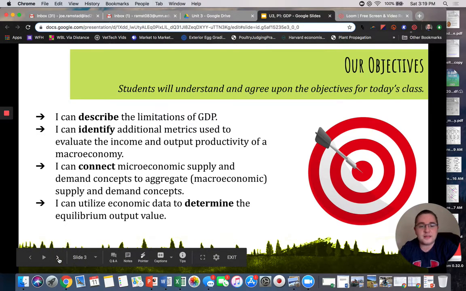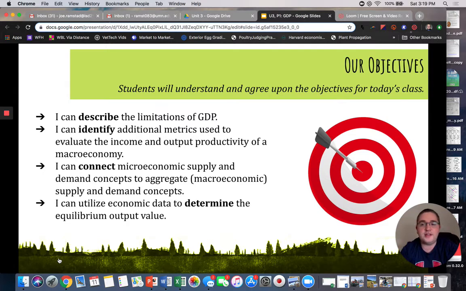I can describe the limitations of GDP. I can identify additional metrics used to evaluate the income and output productivity of a macroeconomy. I can connect microeconomic supply and demand concepts to aggregate or macroeconomic supply and demand concepts. And I can utilize economic data to determine the equilibrium output value.